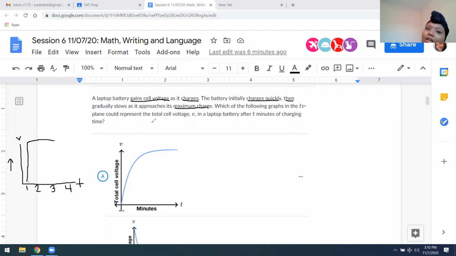So its maximum charge means it will be fully charged. They didn't say anything about losing a charge. If it lost a charge, it would go down, right? But it didn't say anything about losing a charge or the charge increasing rapidly again. It just said it reaches its maximum charge. So if it reaches its maximum charge, that means it will stay at a certain charge. Remember, V means charge on this graph. It will stay at a certain charge and not decrease or increase.